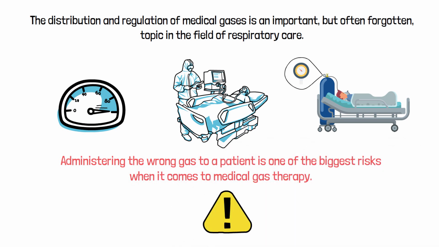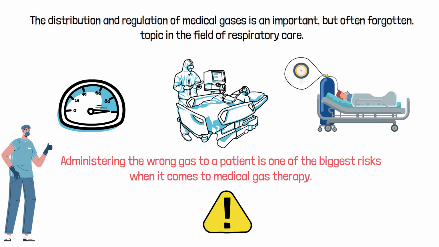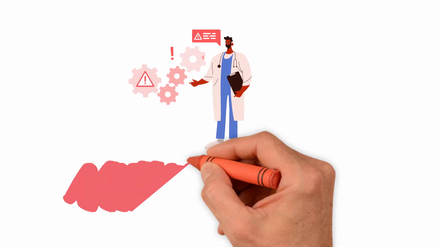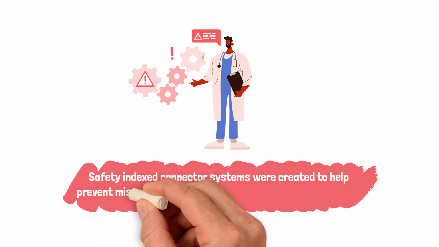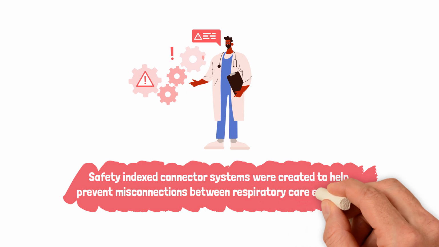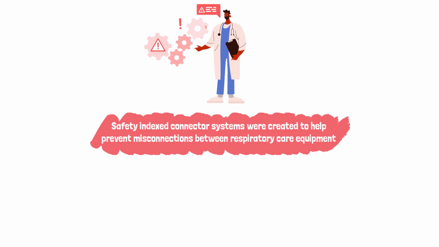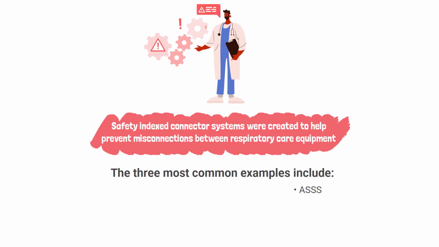This is why, as a respiratory therapist, you are required to read the cylinder or outlet label first before administering the gas. With that said, human error does occur, which is why safety indexed connector systems were created to help prevent misconnections between respiratory care equipment. The three most common examples include ASSS, PISS, and DISS.